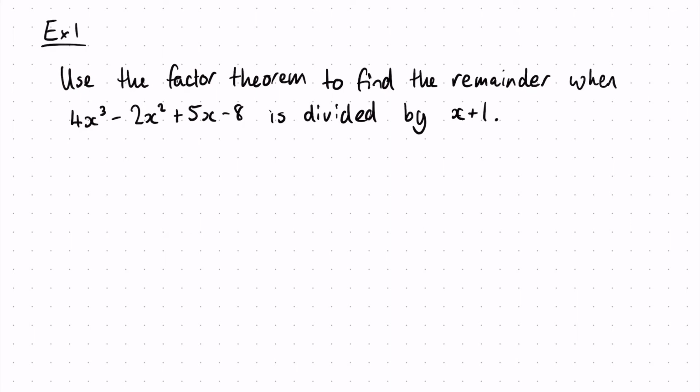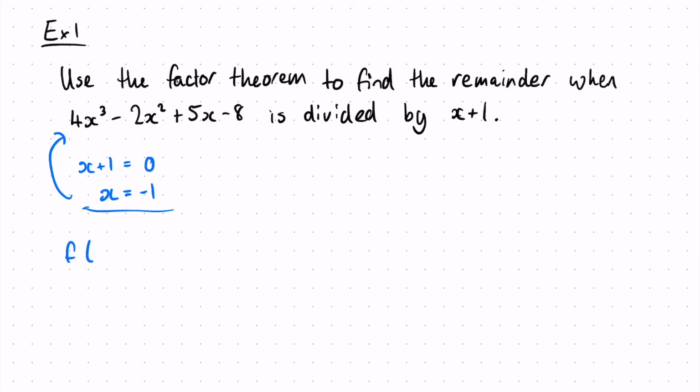Okay, the first example we're going to look at is just use the factor theorem to find the remainder when 4x cubed minus 2x squared plus 5x minus 8 is divided by x plus 1. So for this, it's really straightforward. All you have to do is say that x plus 1 is equivalent to 0, so x is minus 1, and then substitute x is minus 1 into your polynomial.